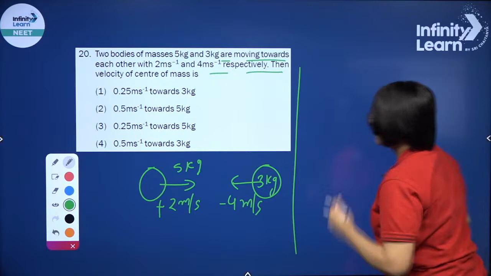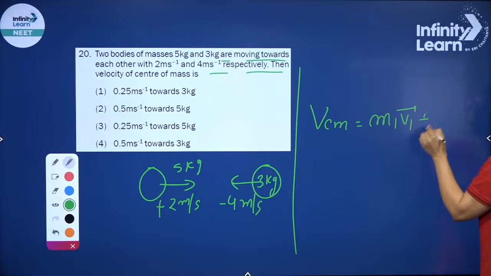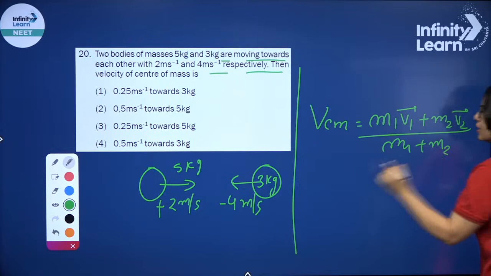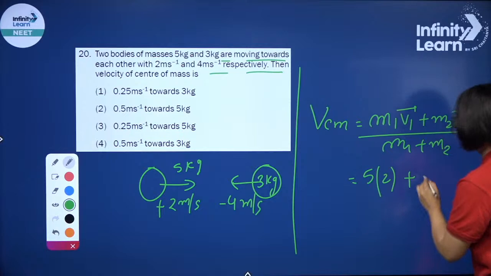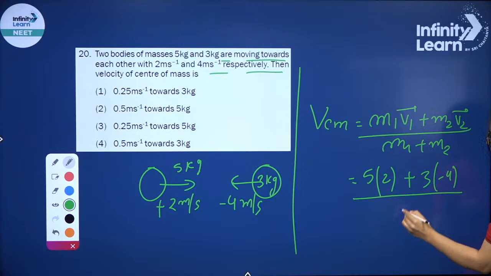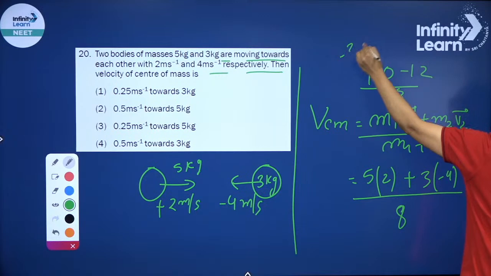Now what is the velocity of the center of mass? It is m1 v1 vector plus m2 v2 vector divided by m1 plus m2. We know m1 is 5, v1 vector is 2, plus m2 is 3, v2 is minus 4, divided by m1 plus m2. How much will it be? 5 plus 3 is 8. So this is 10 minus 12 divided by 8, which is minus 2 upon 8, and that is minus 1 upon 4.